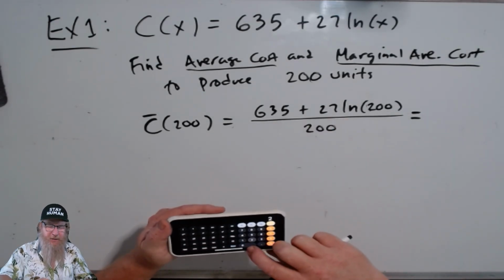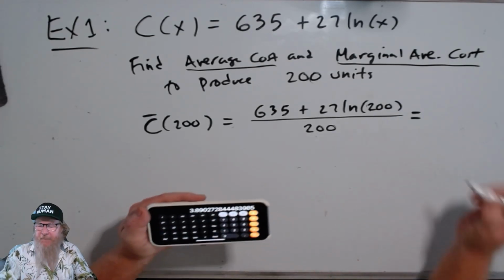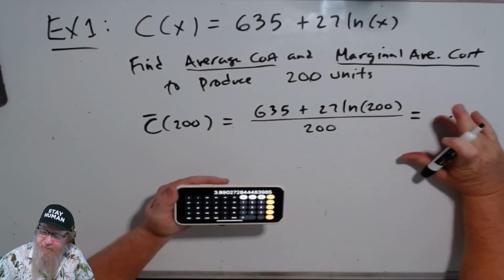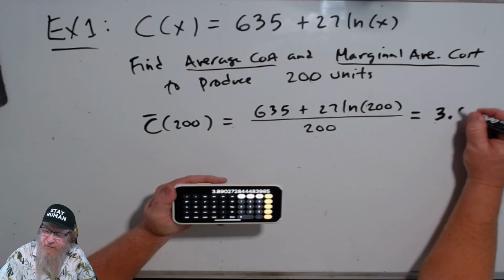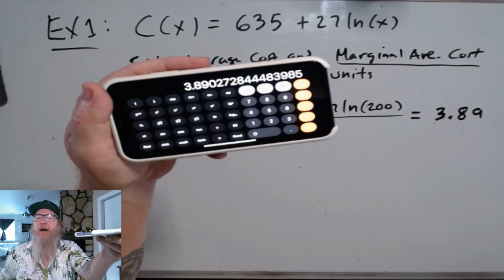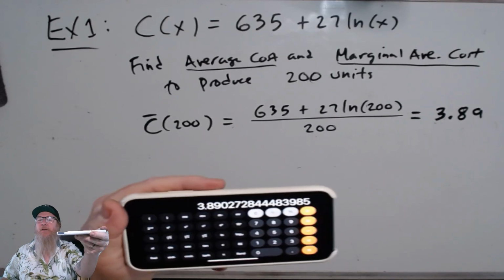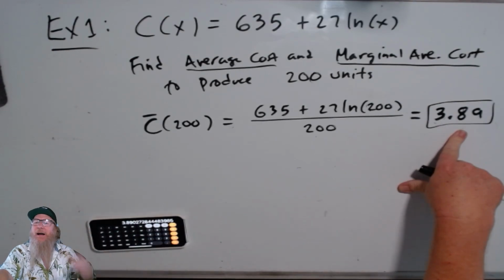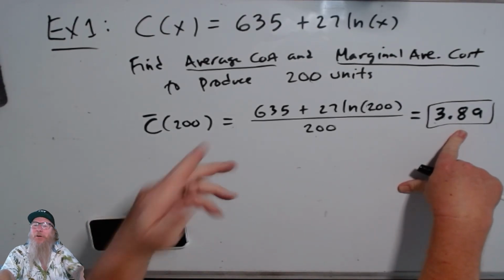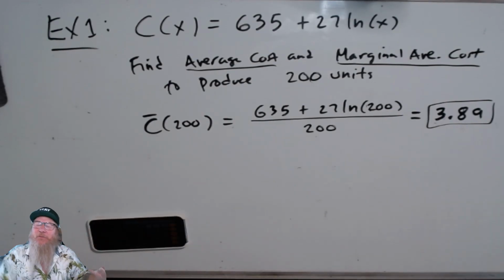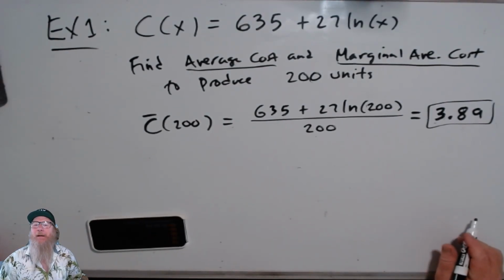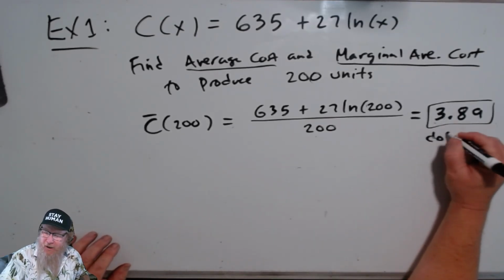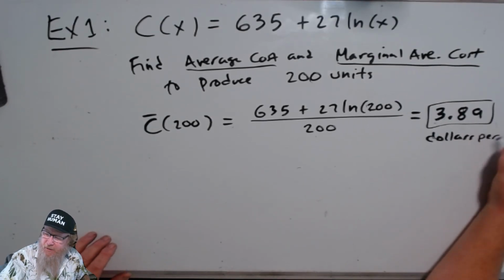You can do the whole thing on your calculator. I do it step by step. I have seen students type the whole darn thing in and get it right. But I've also gotten it wrong that way too. So this one's nice to round. It's $3.89. Significantly more, yeah? Again, because you're producing less units, the average cost for each unit is going to be more. All right. So this is dollars per unit.